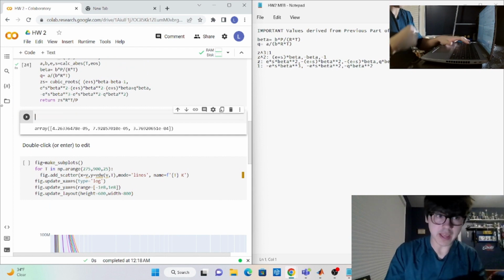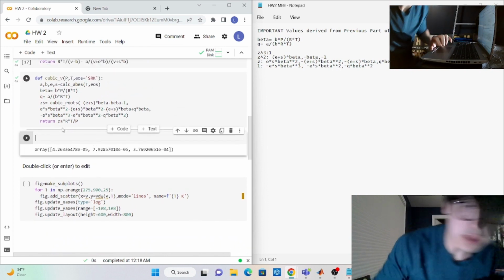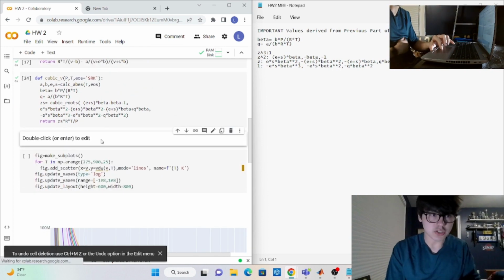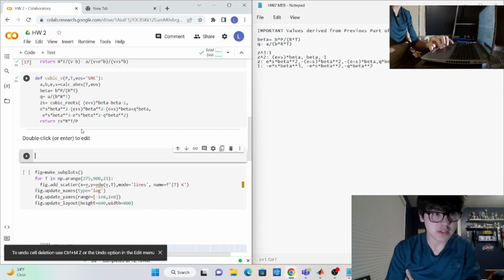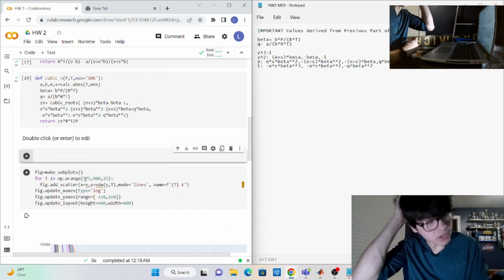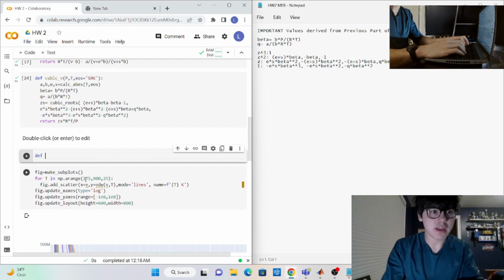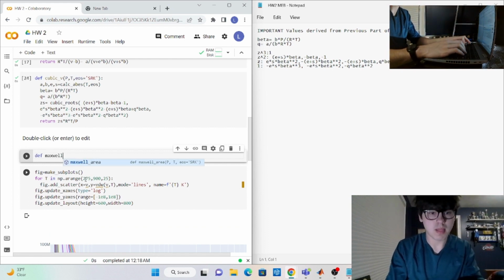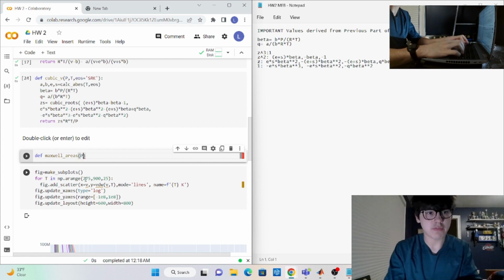So let's go ahead and define the function to find the areas, the Gaussian quadrature. We're using this Maxwell construction, so we'll call it Maxwell area. It's going to take pressure and temperature. Does it need volume?